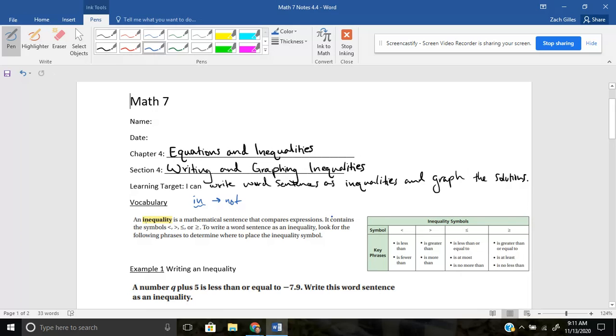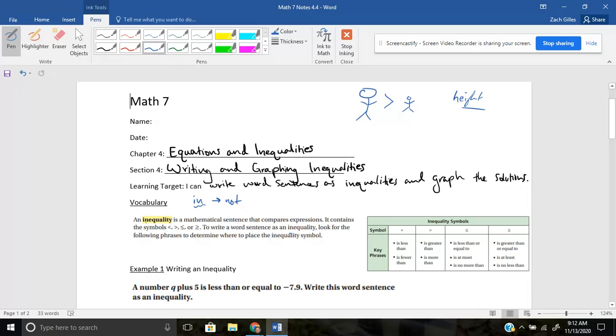It's comparing. Maybe we could use something a little bit simpler to think about that. Here's Mr. Gillis, and here is a middle school student. If we are talking about their height, we would say that Mr. Gillis is greater than this middle school student in terms of height. Okay, I am taller than this student. It's just comparing two things. It contains the symbols less than, greater than, less than or equal to, or greater than or equal to. That's what that line under means, is or equal to.